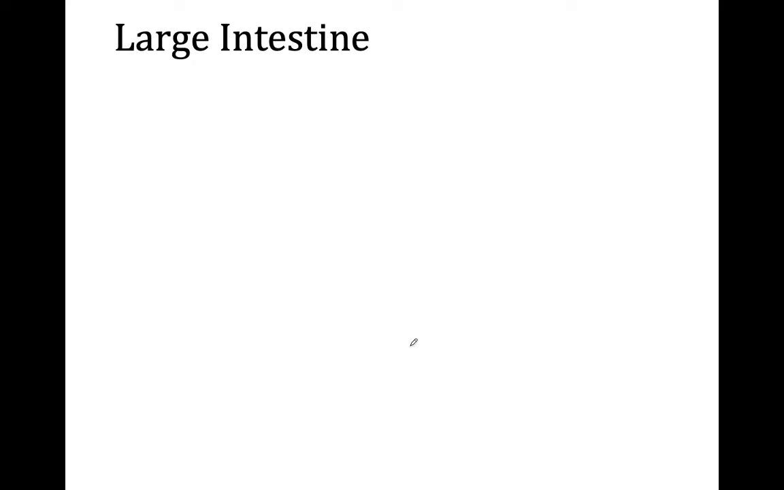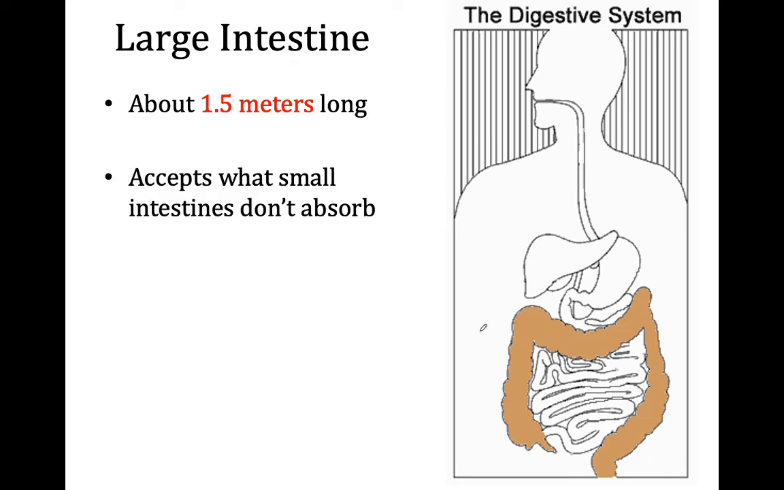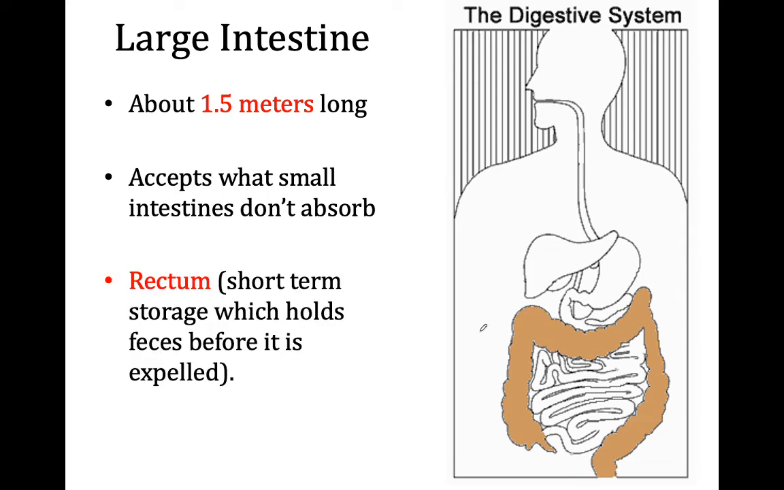Moving on from the small intestine to the large intestine. This is the larger structure that we see as part of the digestive system. It's about 1.5 meters long. It's not quite as long as the small intestine, but 1.5 meters is still a very long length. It accepts what the small intestine does not absorb. So anything that did not get absorbed in the small intestine is going to be absorbed in our large intestine. At the very end, we have the rectum, which is technically part of our large intestine, and the purpose of the rectum is to hold any of the feces before it's expelled.